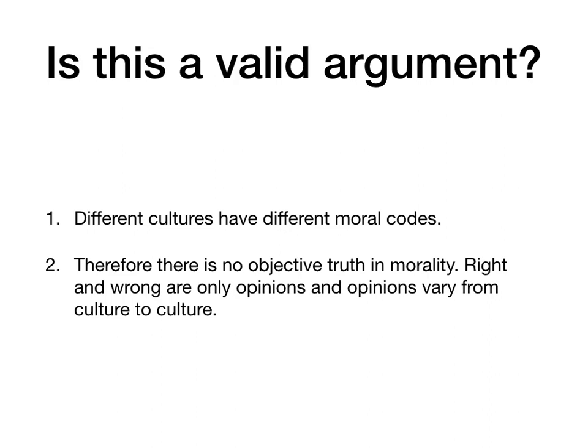Let's look at an argument that tries to go from relativism in sense 1 to sense 4. Remember our talk about valid arguments, premises. If the premises are true, the conclusion has to be true as well. Well, is this a valid argument? Different cultures have different moral codes. Therefore, there is no objective truth in morality. Right and wrong are only opinions, and opinions vary from culture to culture.